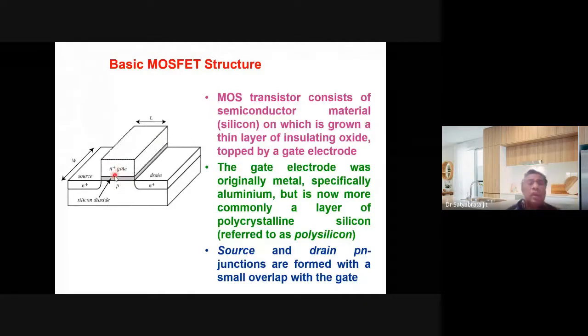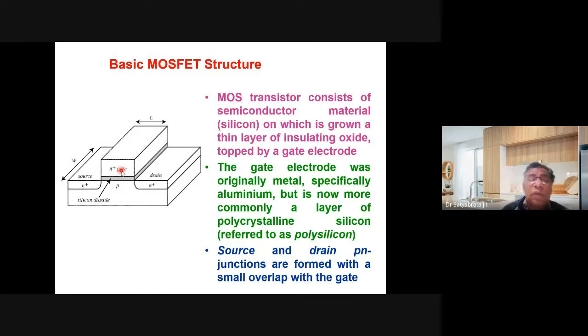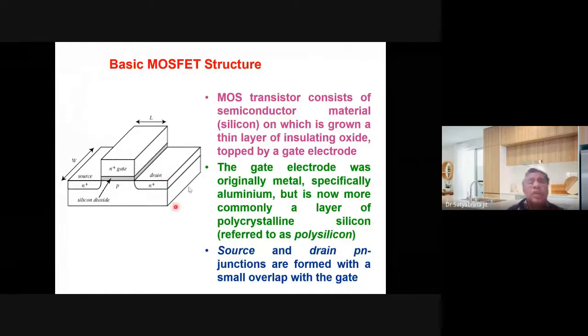This metal electrode, these days we actually use heavily doped polysilicon material. And this is another electrode, this is another. So this is the basic architecture of the MOSFET structure.